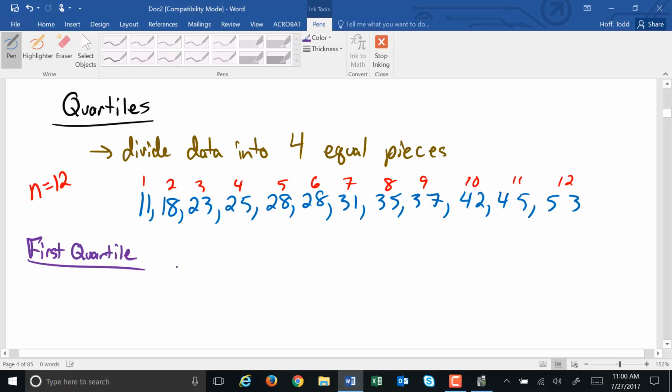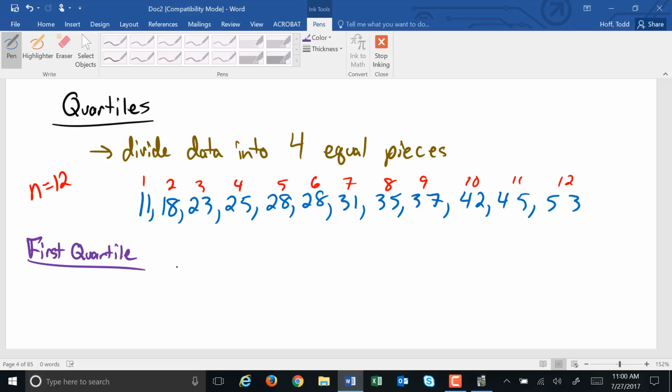Now, if I had a piece of string or a board or whatever, and I wanted to cut it into 4 equal pieces, how many cuts do I have to make? 3 cuts, right? 3 cuts will give me 4 pieces. So quartiles are cutting the data into 4 pieces, but I only need 3 cuts. I only need 3 quartiles, 1, 2, and 3.